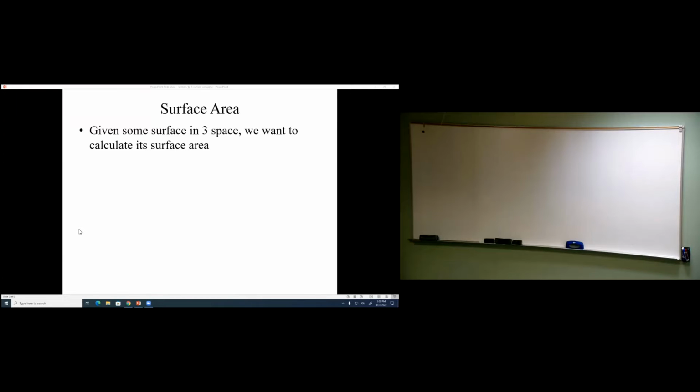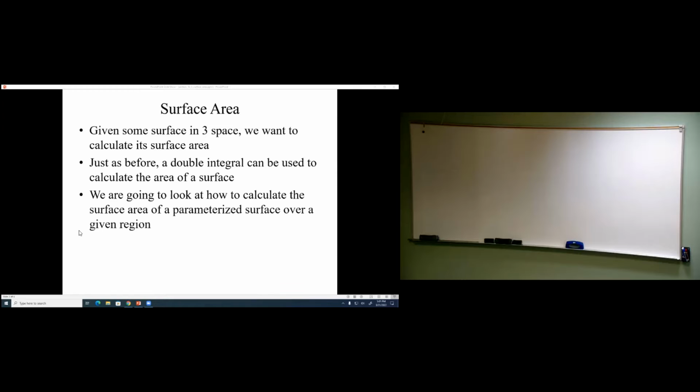So basically what's going on is we have a 3D surface, right? Think of a sphere. Well, we want to calculate the surface area of that sphere. We have a formula for doing that for a sphere. We don't for generalized functions, but we can use an integral to do so, all right?